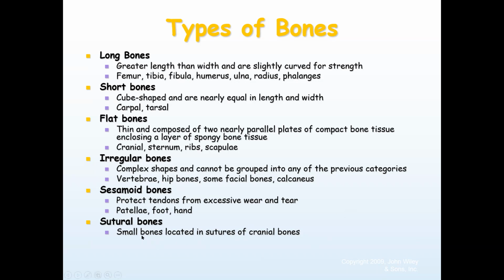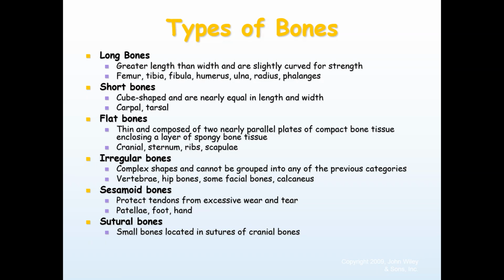So a sutural bone, these are small bones that you find in the cranium, the head, right? And the reason they're called sutural bones is because you have fine little fibers that basically sew these bones together and hold them together, just like a suture, okay? So those are your major categories and some minor subcategories of bone, okay?